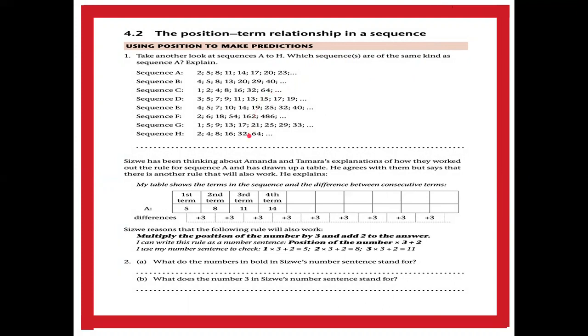Cesware has been thinking about Amanda and Tamara's explanations of how they worked out the rule for sequence A and has drawn up a table. He agrees with them, but says that there's another rule that will also work. He explains as follows. My table shows the terms in the sequence and the difference between consecutive terms.